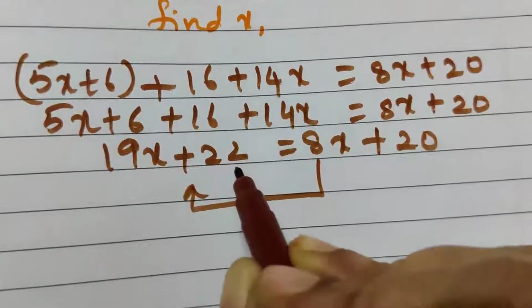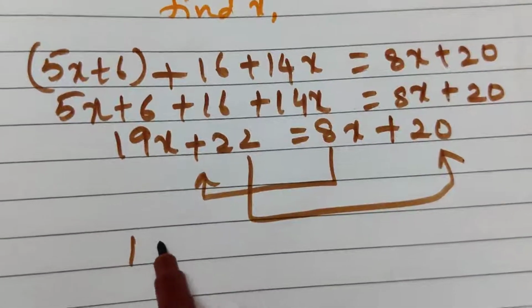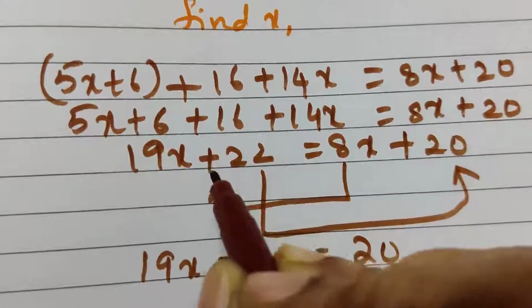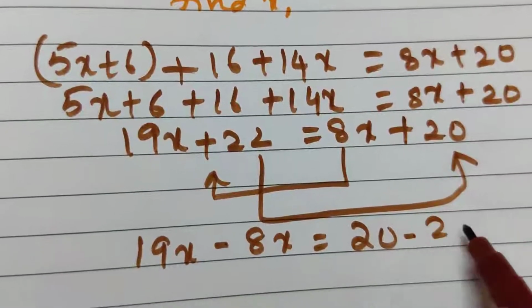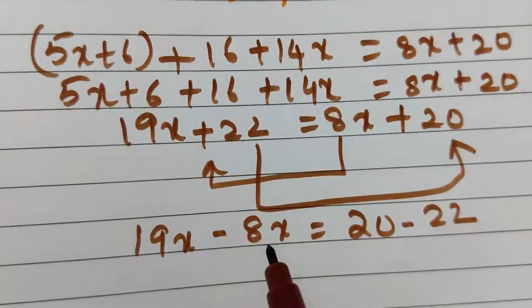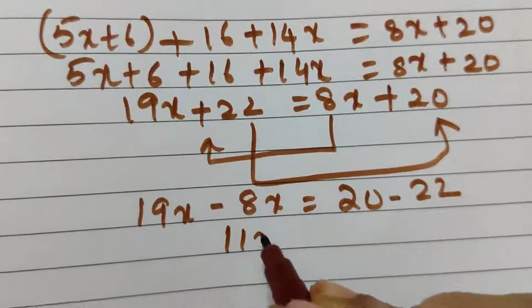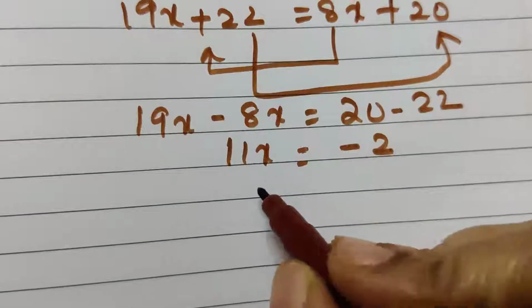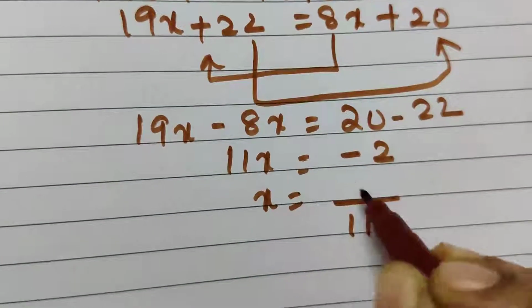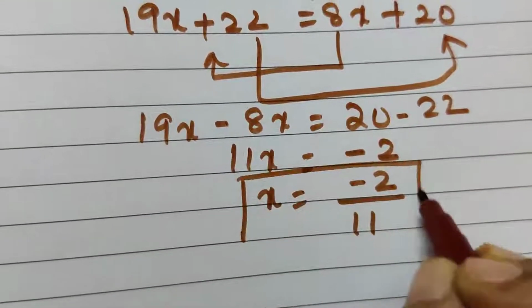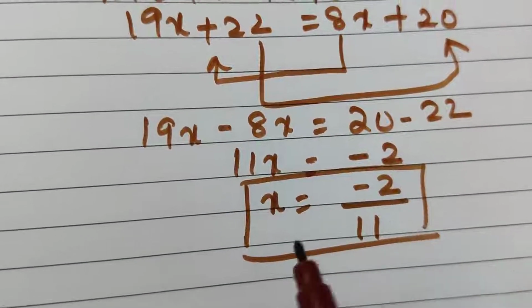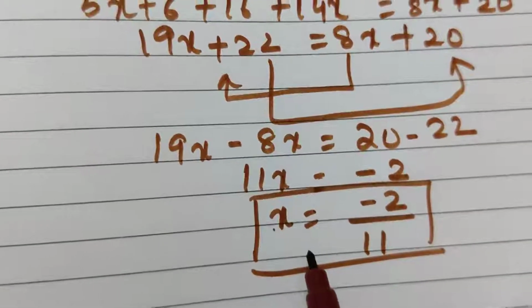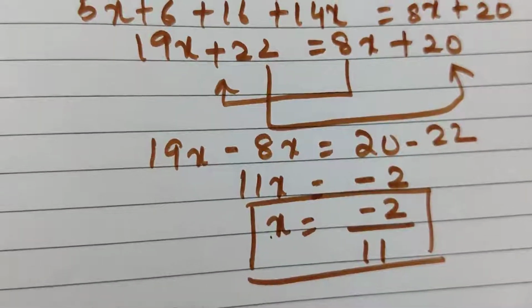Taking x here, the constants this side. So that will become 19x minus 8x is equal to 20, plus 22 will go that side, it will become minus 22. So this is 19 minus 8 will be 11x. This will be minus 2, right? So x value will be minus 2 by 11. x is equal to minus 2 by 11. 11x, cross multiply, again you will get 11x equals minus 2. So the x value is x is equal to minus 2 by 11.